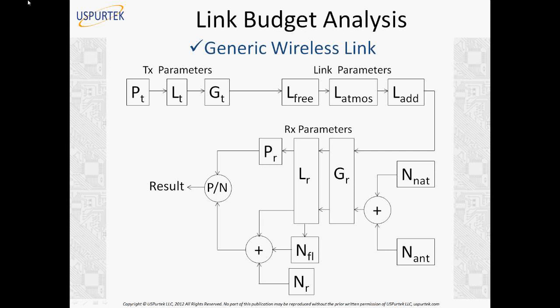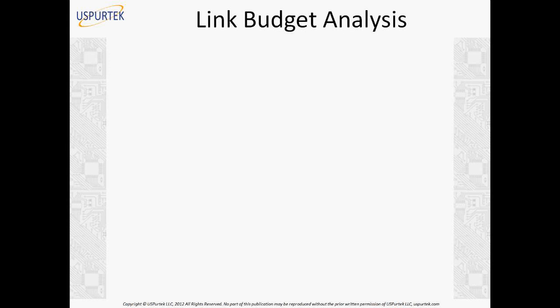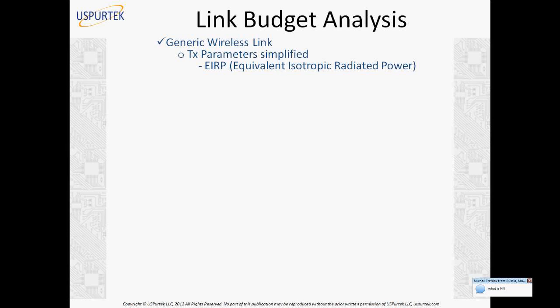Now this is our objective. We want the result to be a ratio of received signal power to noise. So these are all the blocks that we need to compute when we are doing a link budget analysis to arrive at a received power to noise ratio. How do I do that? Okay, let's go through it.